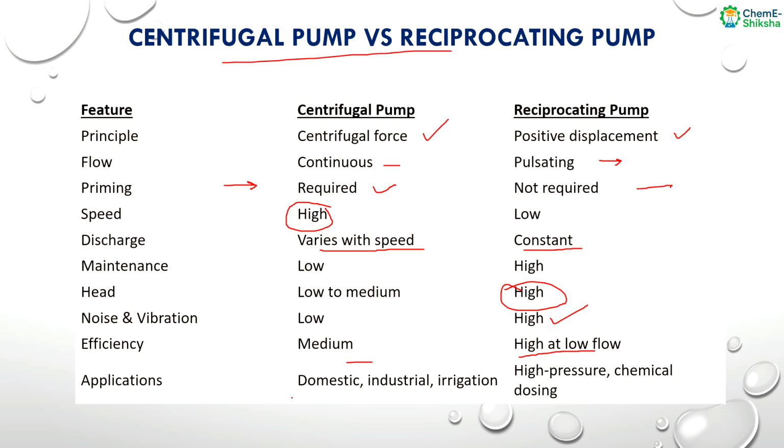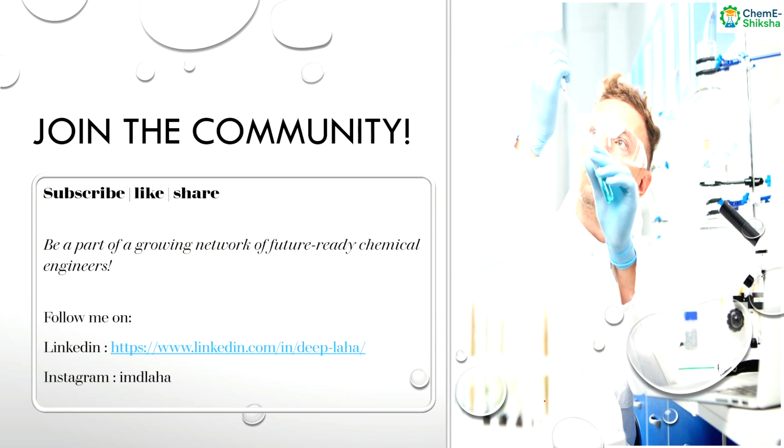For the application, for domestic, industrial and irrigation cases we use the centrifugal pump, whereas when we need higher pressure or higher head, in that case we use the reciprocating pump. So that's the end of this video.